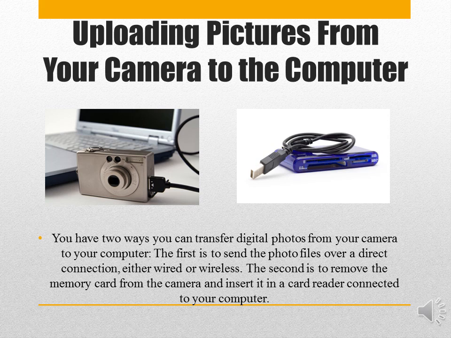So getting those pictures off of your camera is pretty much the same way as we've been doing it. You have two ways you can transfer digital photos from your camera to your computer. The first is to send the photo files over a direct connection, either wired or wireless. So you're going to want to have a USB cable, or if you have that Bluetooth connection, that would be your wireless. The second is to remove the memory card from your camera and insert it into the card reader connected to your computer.